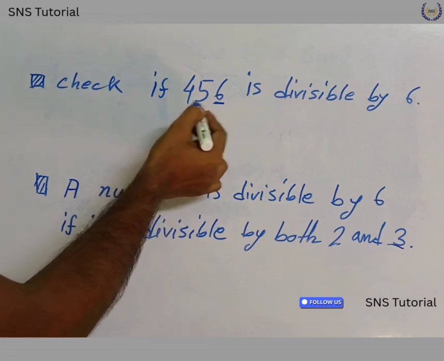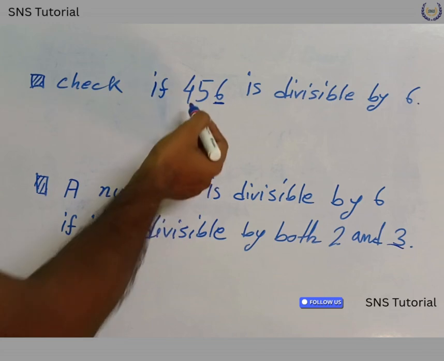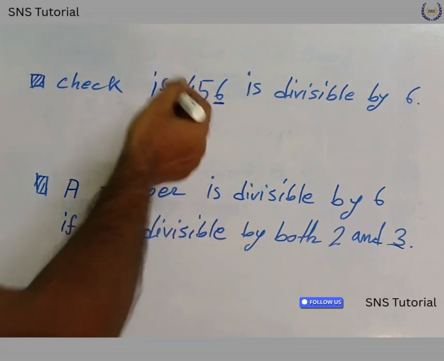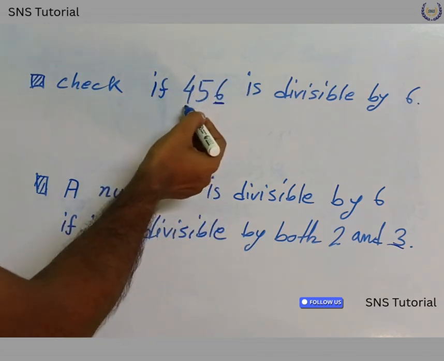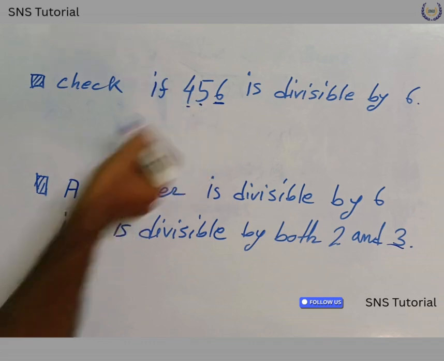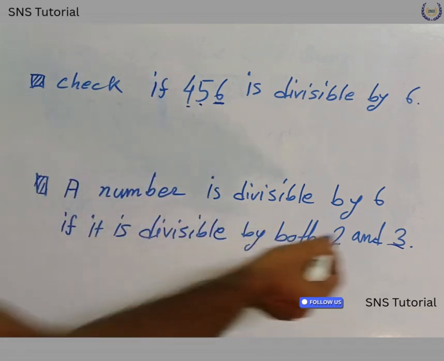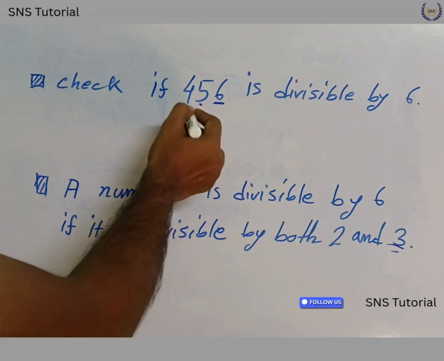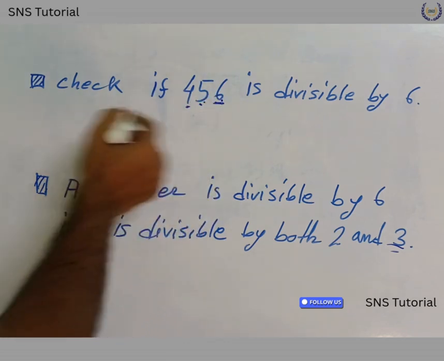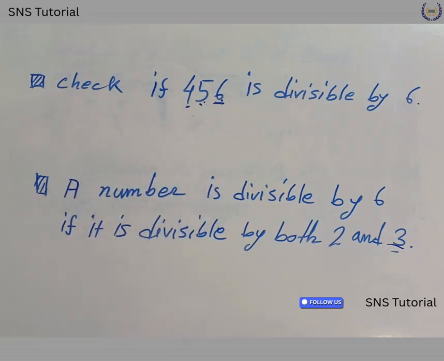So here, 4 5 6, the unit place is an even number, so the number will be divisible by 2. And we will add 4 plus 5 is 9, plus 6 is 15. So 15 is divisible by 3. So 4 5 6, yes, it will be divisible by 6.